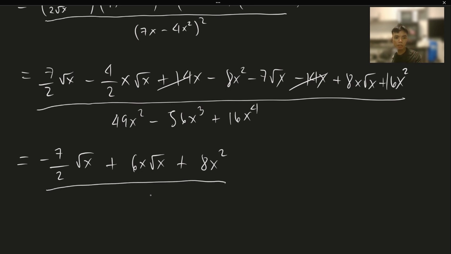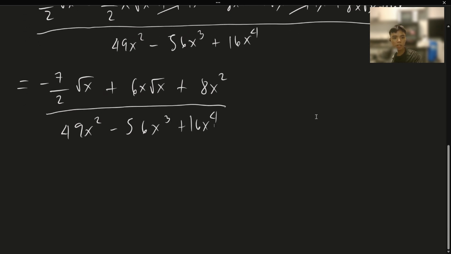And now we have our denominator, 49x squared minus 56x cubed plus 16x raised to 4. And this is our final answer. You can rearrange this according to descending terms, but it doesn't really matter. And as you can see, we didn't really need to simplify our denominator, but it worked out in the end.